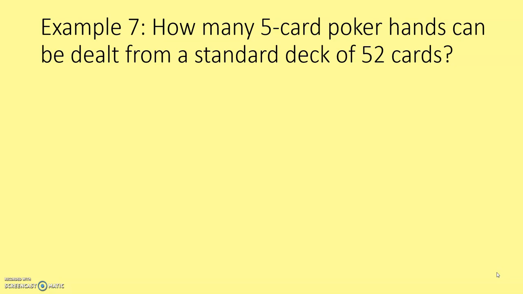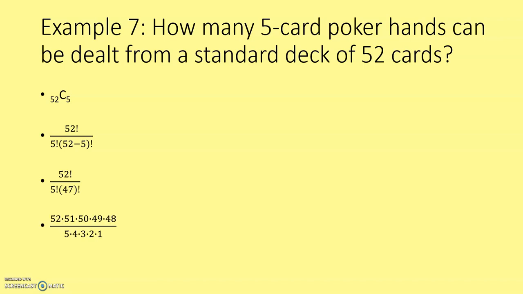Example 7. How many 5-card poker hands can be dealt from a standard deck of 52 cards? There are 52 cards and we are choosing 5 of them. So it's 52 factorial divided by 5 factorial times 52 minus 5 factorial. Simplifying. Writing out the multiplication. There are 2,598,960 5-card poker hands from a standard deck of 52 cards.